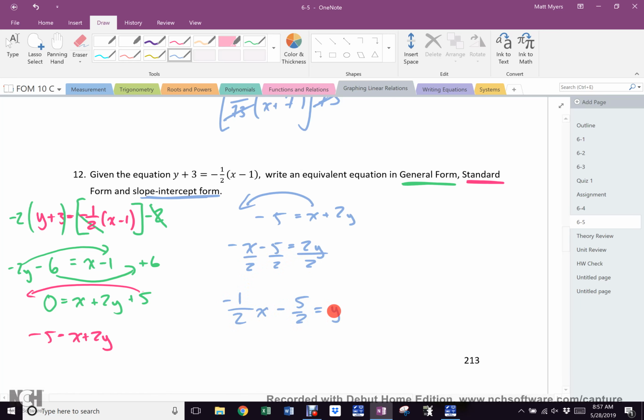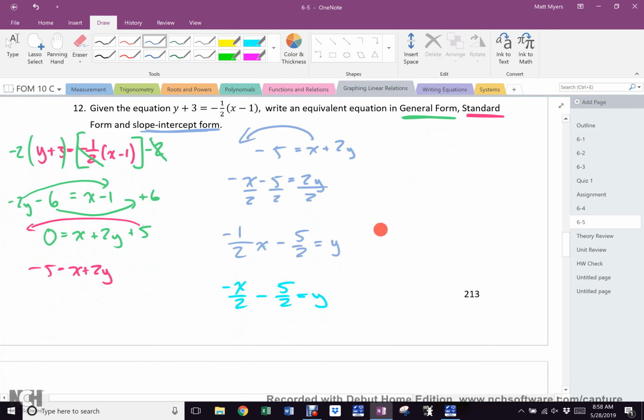Now, remember, slope-intercept form can look different. Is this okay? And I'm going to use all shades of blue. Negative x over 2 minus 5 halves equals y. Is that okay? Yes, because x times 1 is negative x, right? Is this one okay? X over negative 2 equals minus 5 halves equals y. Is that one okay? Yeah, because 1 over negative 2 is still negative a half, isn't it?